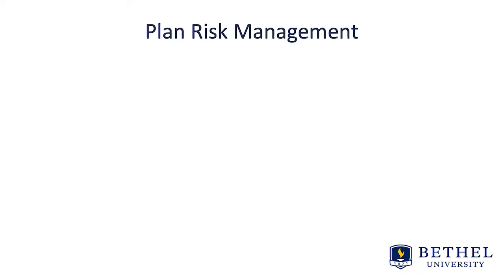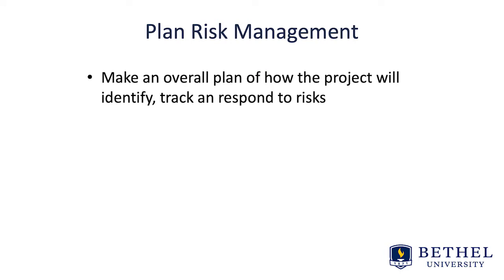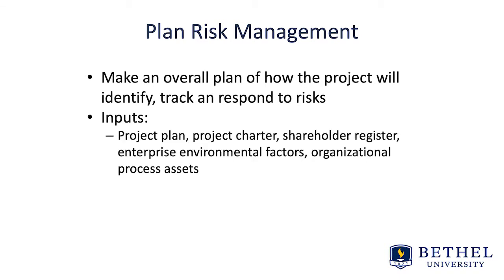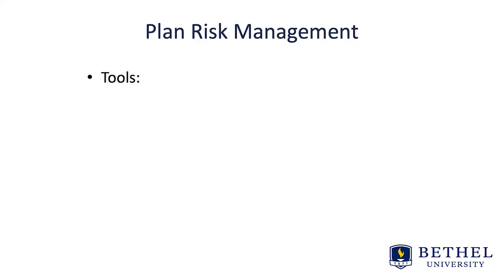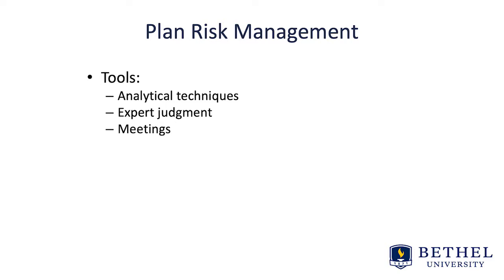Plan risk management. Here's the process. First thing you must do is make an overall plan of how the project will identify, track, and respond to risks. The inputs for this plan come from the project plan, the charter, the stakeholder register, the enterprise environmental factors, as well as organizational process assets. The tools that you use are analytical techniques, expert judgment, as well as meetings to discuss what the risk is going to be for the project. The output of the process is a risk management plan.